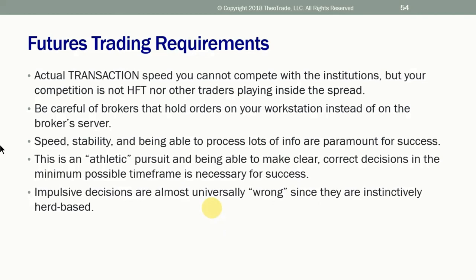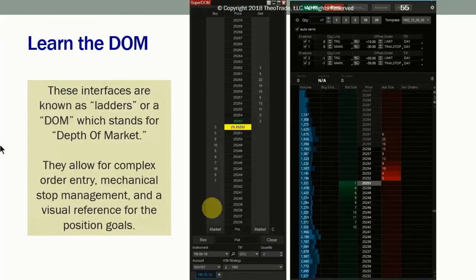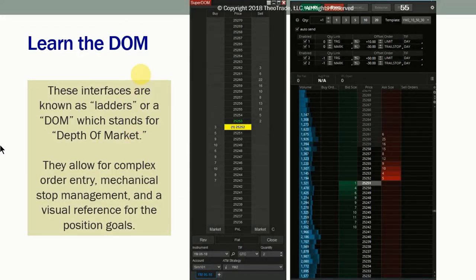You need to avoid the impulsive decisions. And a lot of times I find that impulsive decisions are driven off of too little information. So now we get to learn the dome. This is what I want you to do. I want you to learn the dome. And we will get more into this in just a little bit. So I just want to bring this up initially.